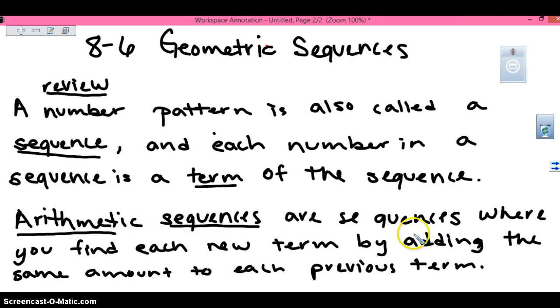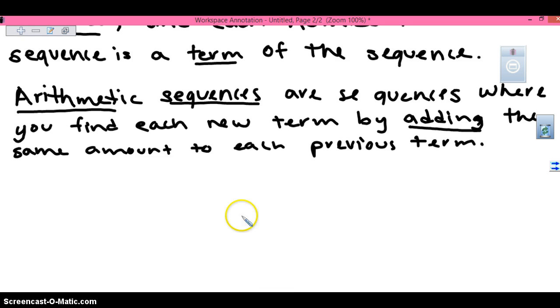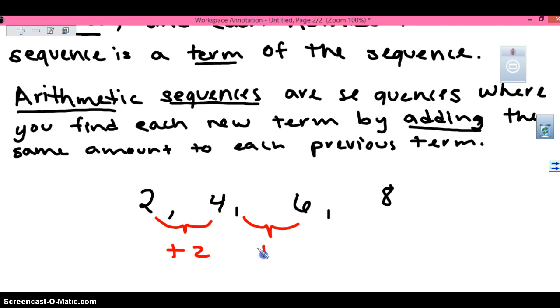An arithmetic sequence is a sequence where you find each new term by adding the same amount to each previous term. So what is an example of an arithmetic sequence? Like 2, 4, 6, 8. What are we adding to each term? Plus 2, plus 2, and plus 2.